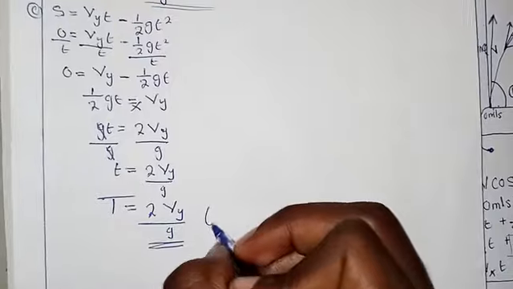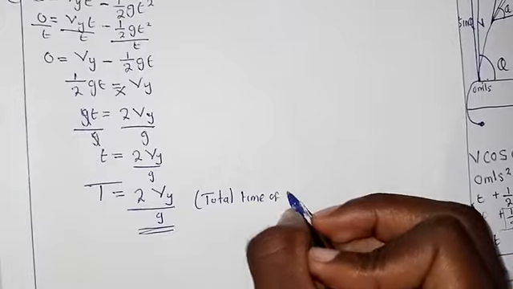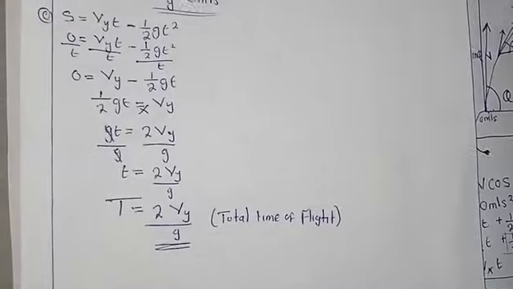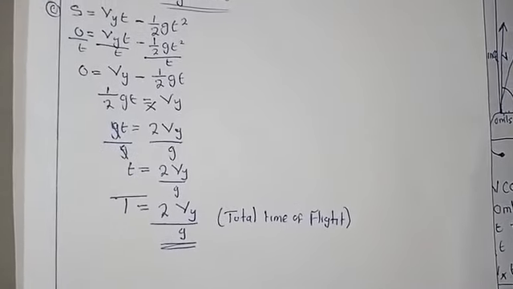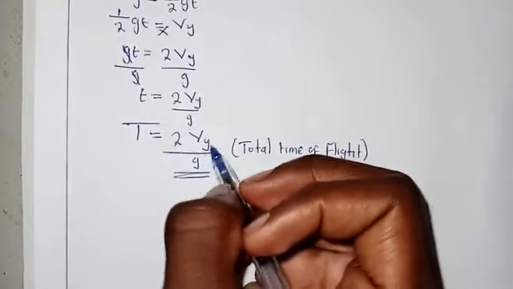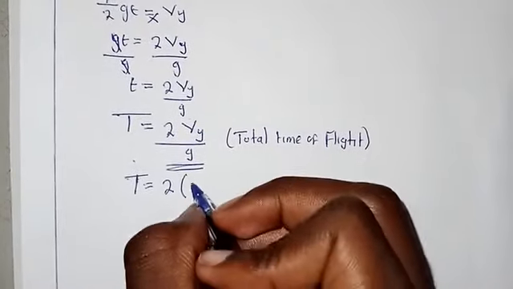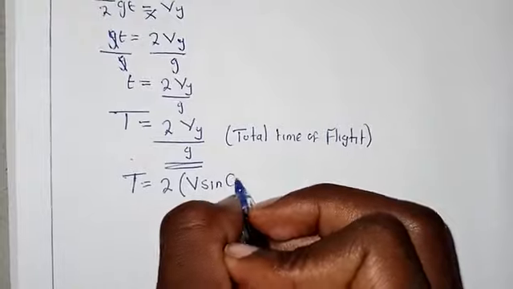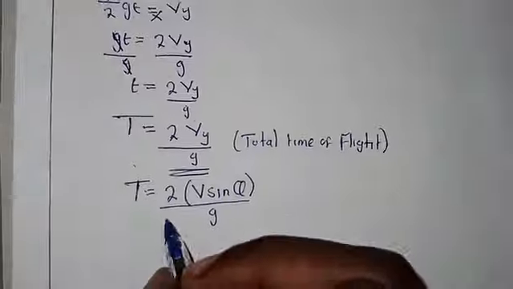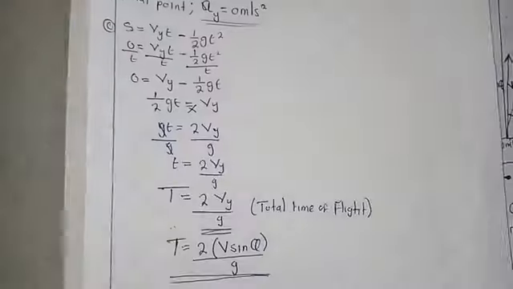Okay, so we can say total time of flight, like this, total time of flight. But then you can change this also, because you know that Vy is simply V sine of the angle theta, so it is 2V sine theta over g. So this is how you find the total time of flight. Okay, total time of flight.